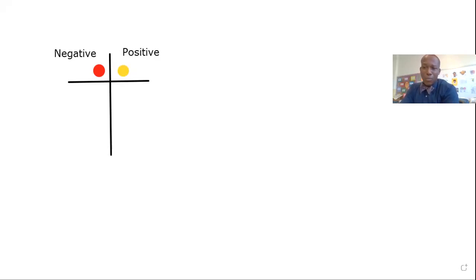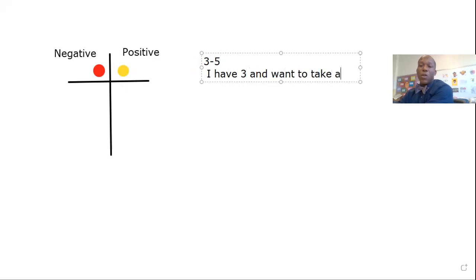The first example, we're going to jump right in. We're going to do 3 minus 5. So this means that I have 3 and want to take away positive 5. If you have 3, do you have enough?